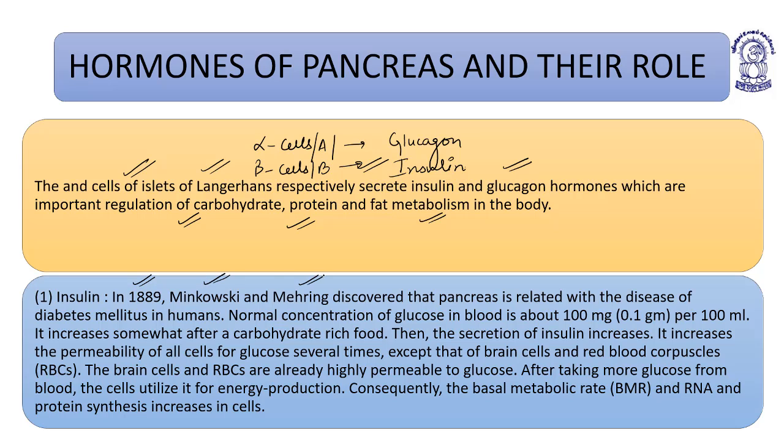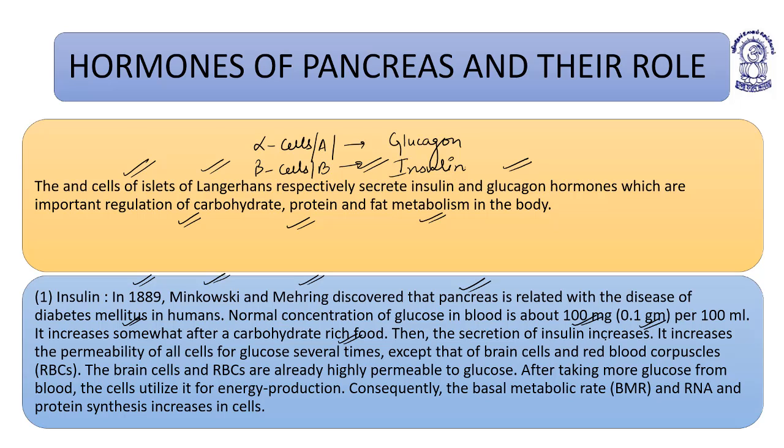In 1889, Minkowski and Mehring discovered that the pancreas is related to the disease diabetes mellitus in humans. The normal concentration of glucose in the blood is about 100 milligram per deciliter, that is 0.1 gram per 100 ml. It increases somewhat after carbohydrate-rich food is taken.